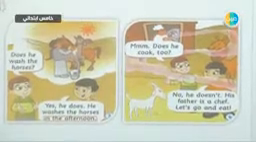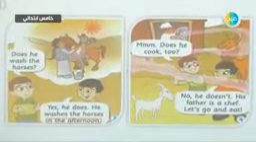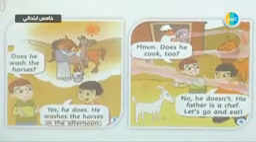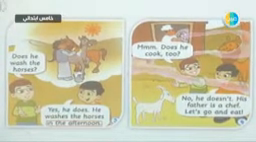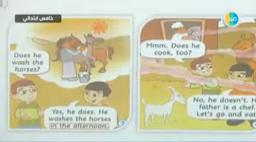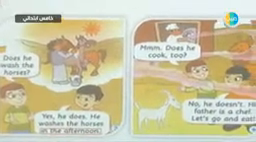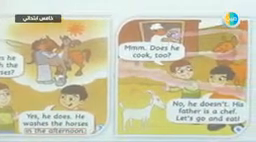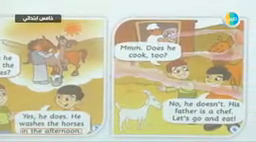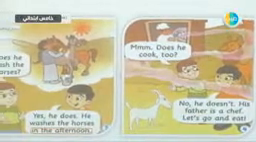Okay, now look at this other picture. You can see that Jamil, what is he doing, the farmer? The farmer here is washing the animals. He washes the horses. And this man here is a chef and he cooks food. Now we will listen to the completion of the dialogue.